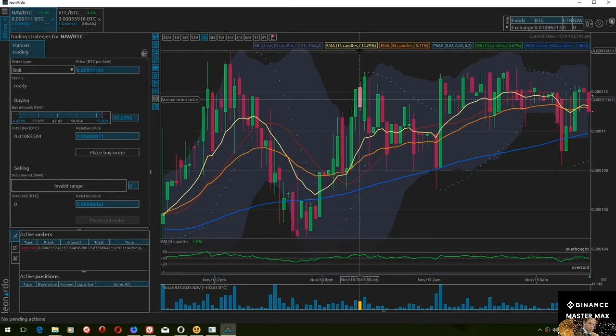But then I also use the exponential moving averages. So I use 2 lines.